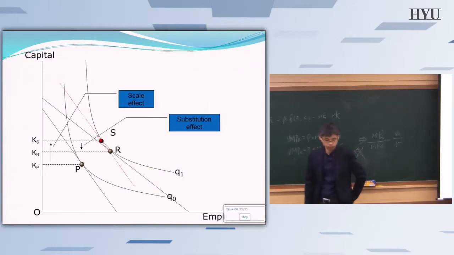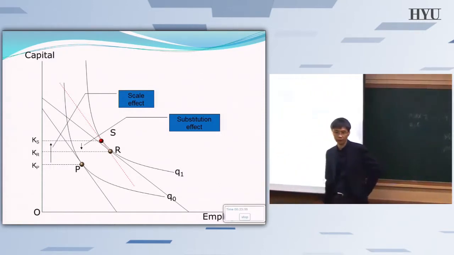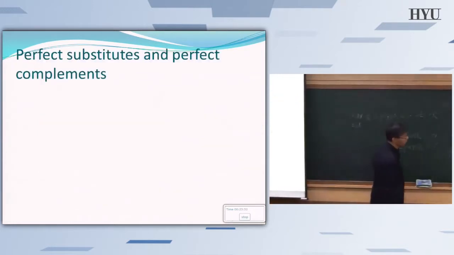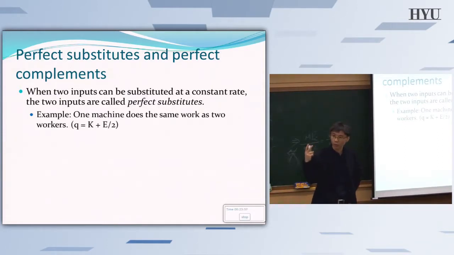So here, the relationship between labor and capital, we can call labor and capital either substitutes or complements by looking at the directions of these cross price effects. To think of this, first let's think of two extreme cases. One we call the perfect substitutes. What are the perfect substitutes? Perfect substitutes are basically when the two inputs can be substituted at a constant rate.